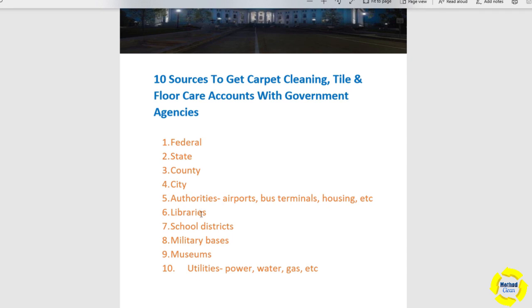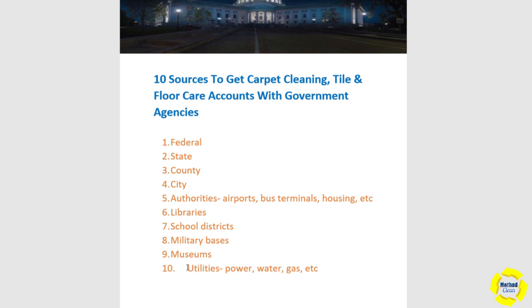Some other examples are libraries, individual school districts. When you start adding these all up, it's going to be quite a few people, all the different cities, all the different towns in your area, all the different school districts, museums. And another one you might not really think about is utilities. Utilities can be power, water, gas. They often have public-private partnerships, so they have to follow the state rules.